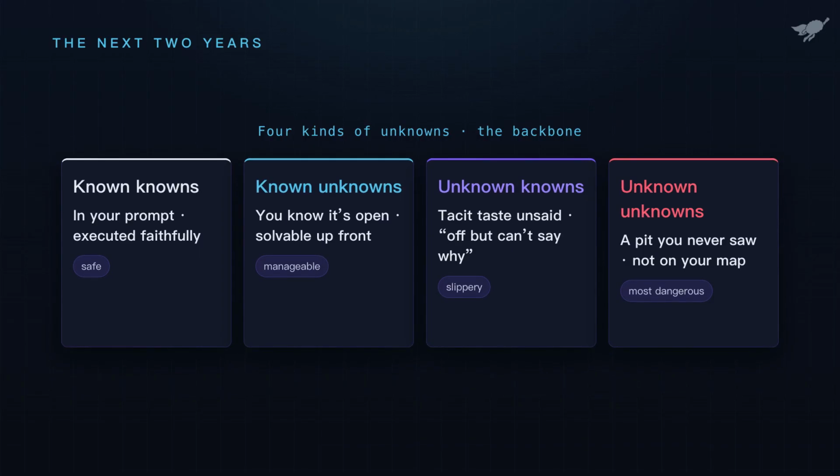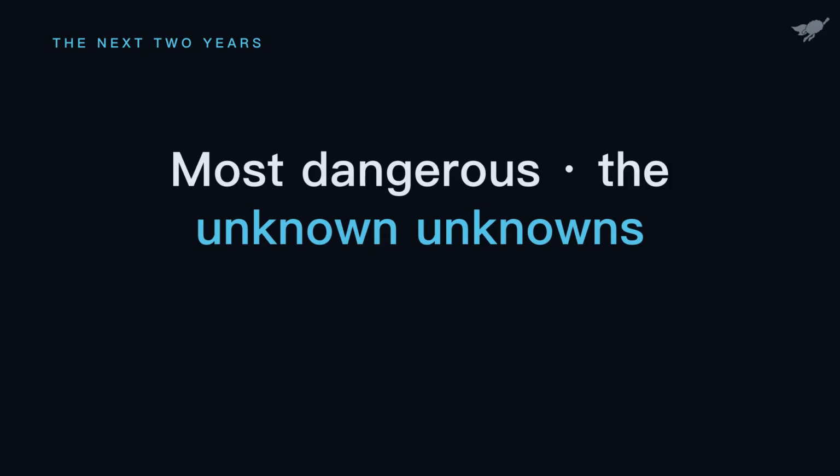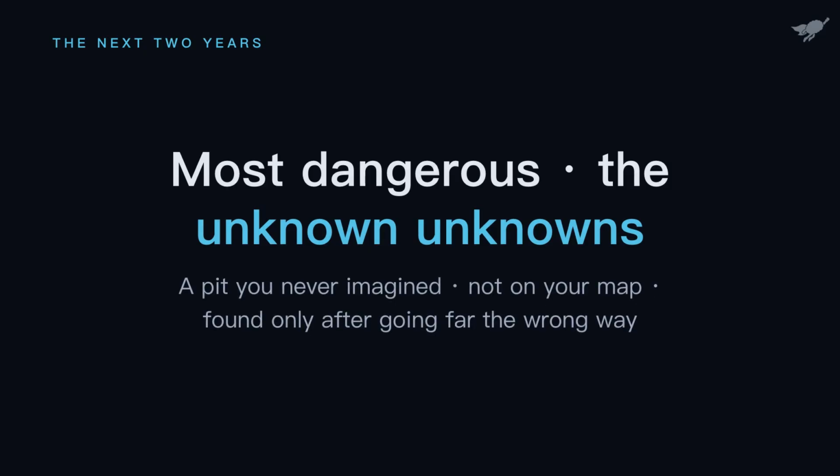Type 3, unknown knowns. Things you actually know, but take so much for granted that you never wrote them down. You have preferences, you have gut instincts, and you only know whether they're right once you see the result. It is that feeling where the AI hands you something. You look at it and know it is off, but you can't say why. Type 4, and the most dangerous, unknown unknowns. The pit you never saw coming. You don't know it exists, so you never deal with it ahead of time. By the time you find it, you've usually gone a long way down the wrong path.